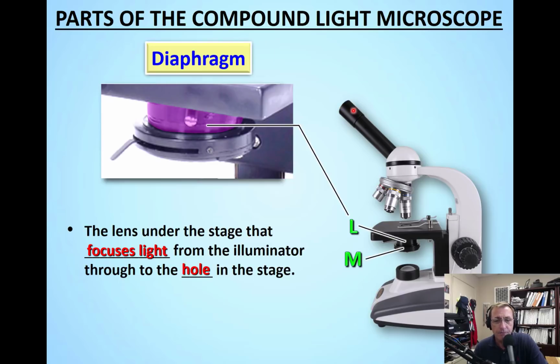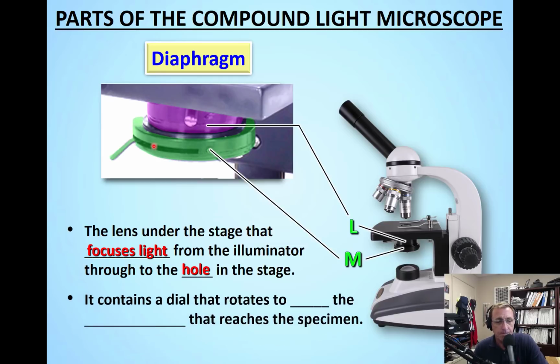Okay, the diaphragm, and I think it's going to highlight over here. Yeah, the green part. Okay, so the diaphragm contains a dial that rotates to blank the blank that reaches the specimen, and that is to adjust the amount of light that reaches the specimen.